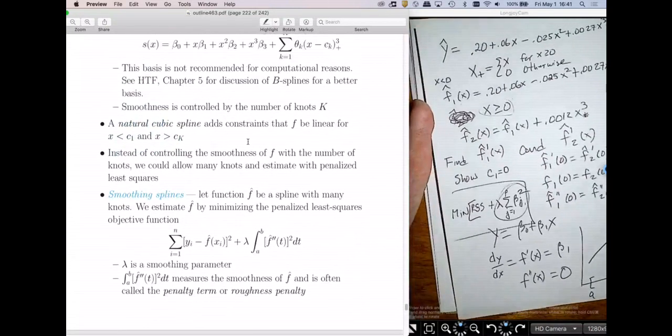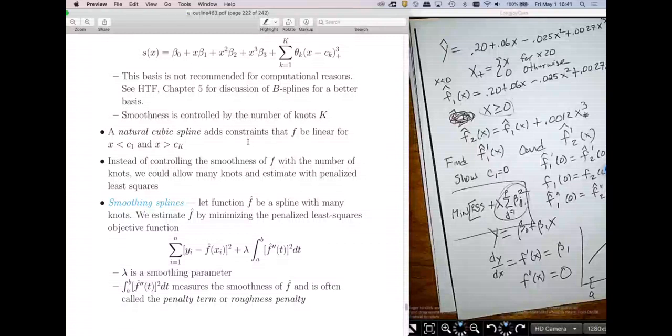All right, that's probably a good place to stop right now. In the next video, we're going to come back and I'm going to talk about applying these splines in practice.